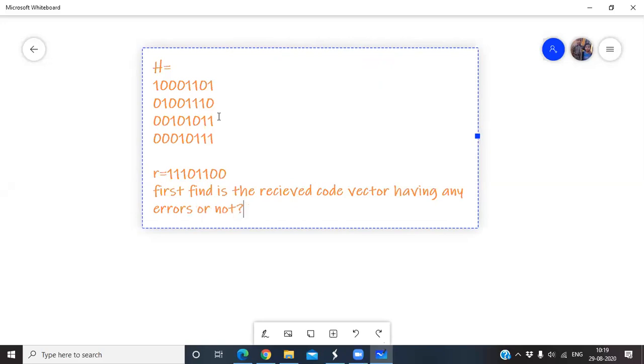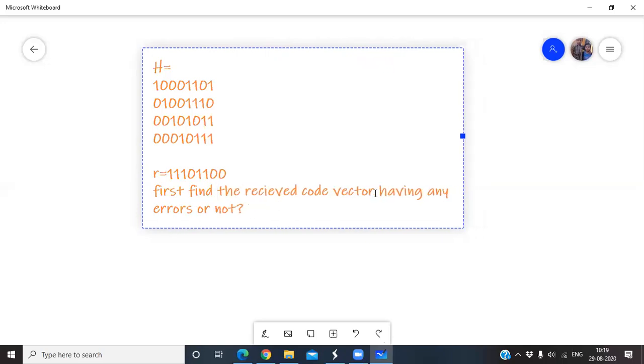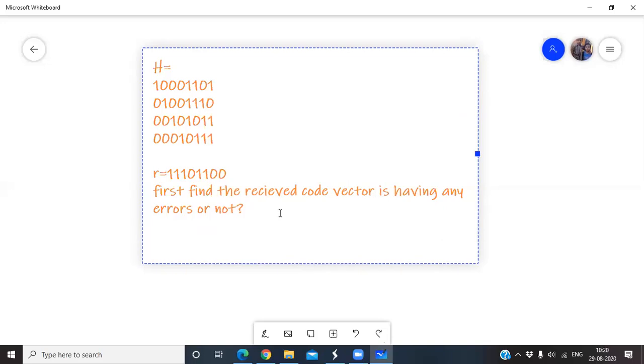Find whether the received code vector is having any errors or not. After that, draw the syndrome circuit.